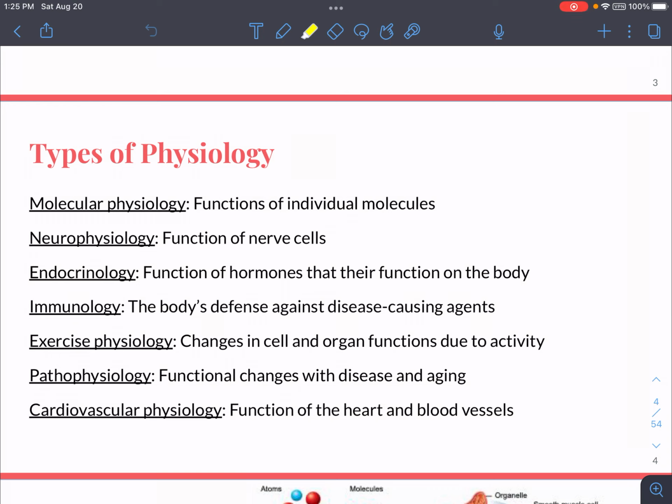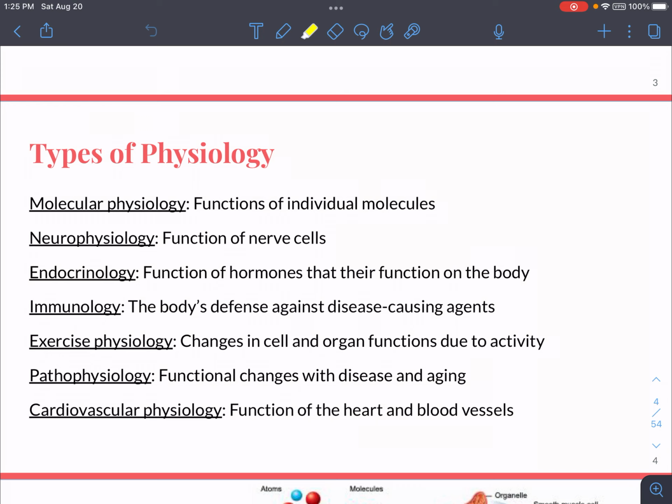Endocrinology, which is the function of hormones that function on the body. There's so many different hormones in the body. We'll learn some of them in Anatomy 1, like thyroid hormone. What does that do to your body? There's calcitonin. What does that do? There's also oxytocin, cortisol. There's lots of different hormones. There's lots of different endocrine organs. That's studied more in Anatomy 2, but we will look at some endocrinology depending on what organ system we're working with.